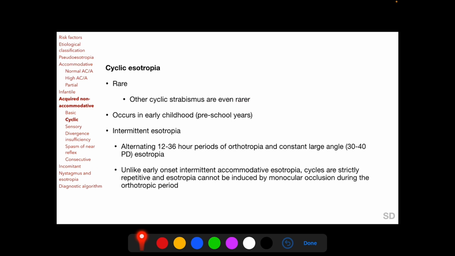Cyclic esotropia occurs in early childhood, typically in the preschool years, and is characterized by intermittent esotropia, in which there are 12 to 36 hour periods of orthotropia alternating with 12 to 36 hour periods of constant large angle esotropia. Unlike the intermittent esotropia in the early stage of accommodative esotropia, the cycles in cyclic esotropia are strictly repetitive, and esotropia cannot be induced by monocular occlusion during the orthotropic period in cyclic esotropia.